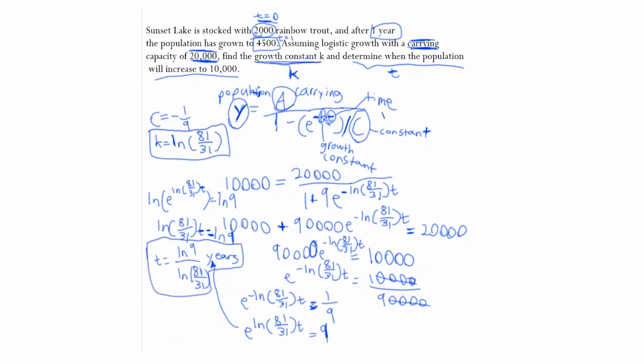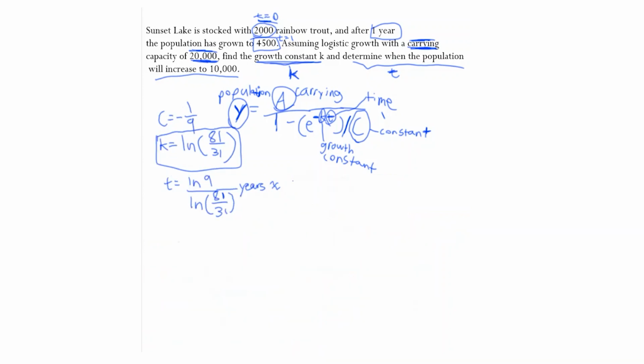If we want to know this in actual numbers, we can plug this into a calculator. And that is approximately 2.288 years. Okay, and we solve the problem. Knowing this, you'll be making waves in logistic equations in no time at all.